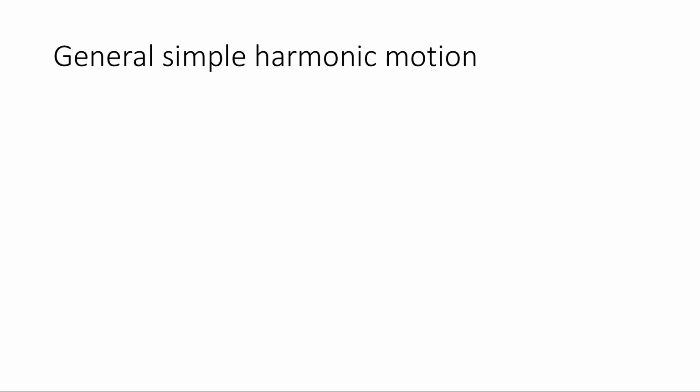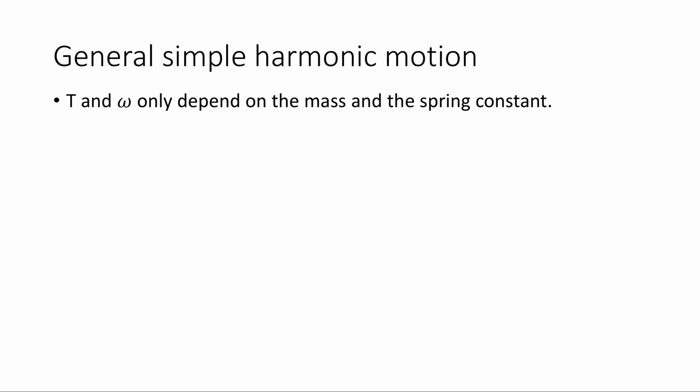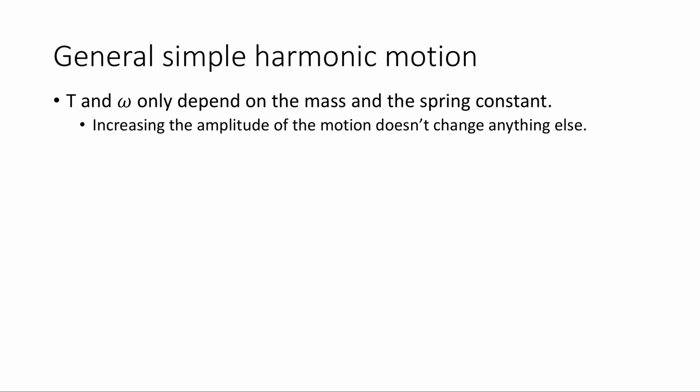Finally, a couple of general things to keep in mind. So first of all, the period, and therefore the angular frequency, only depend on the mass of the spring and the spring constant. What that means is that if we increase the amplitude of the motion, nothing else changes. So doubling the A out in front would not change anything else. So the position before was A cosine omega t. It will now be 2A cosine omega t, but omega will be the same as before.